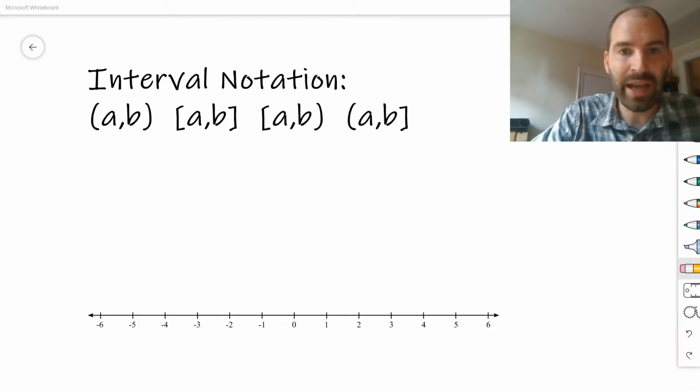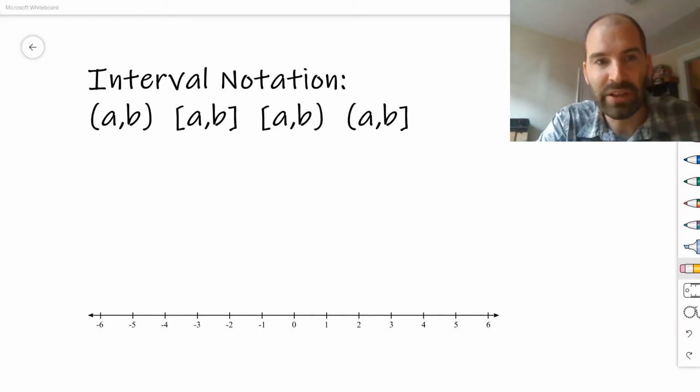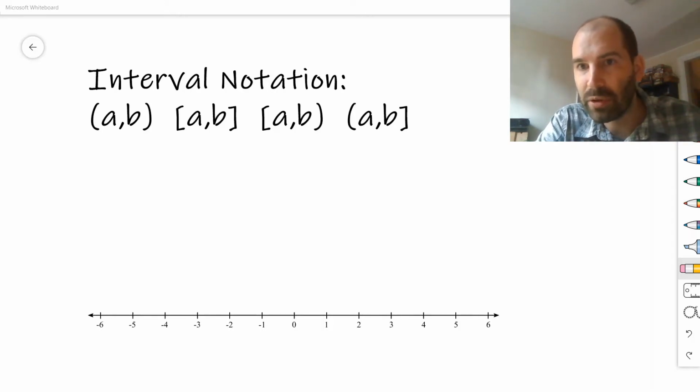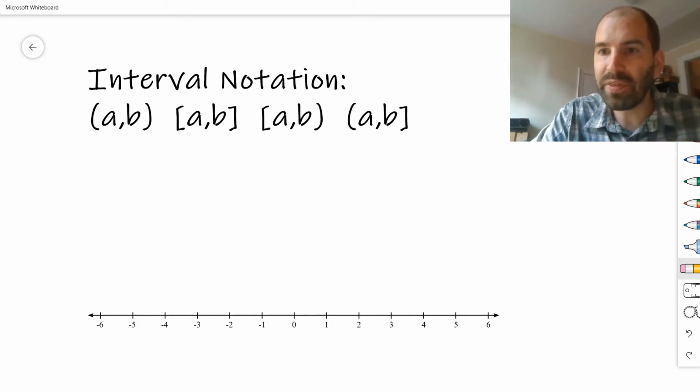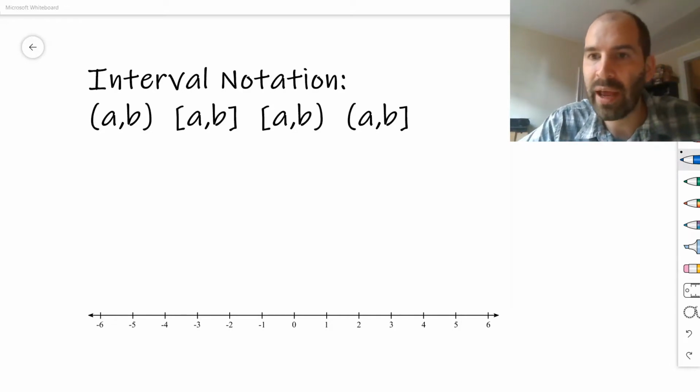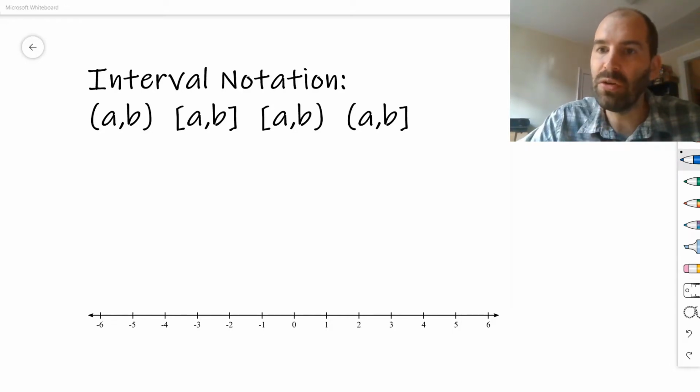So these are examples of interval notation. These letters here, A and B, think of those as numbers. Those are placeholders for numbers. And so these are possible different ways an interval can look. And what these symbols mean next to the A and the B, these are telling us whether A or B is included or not in the interval.